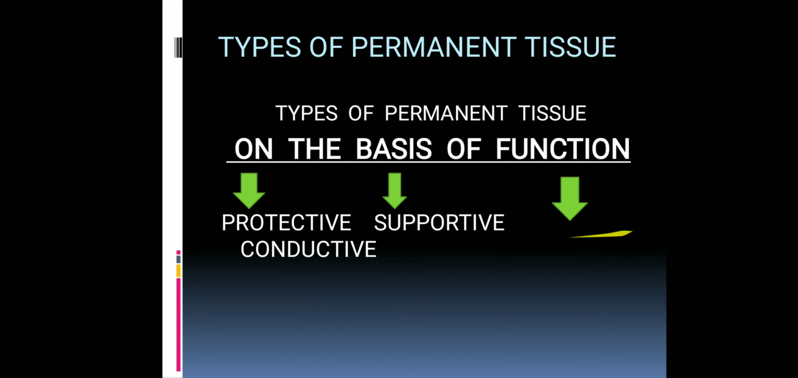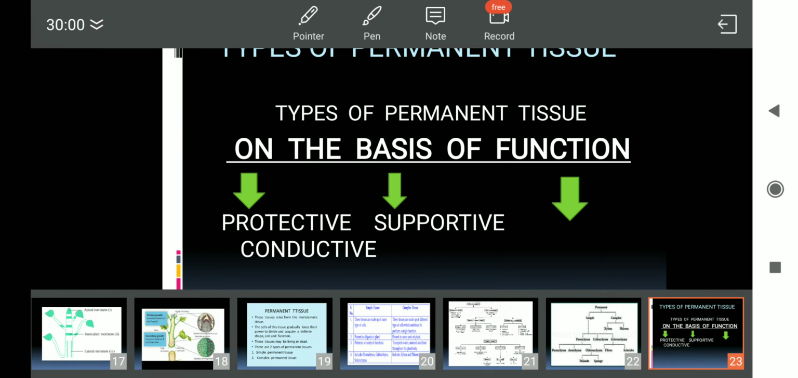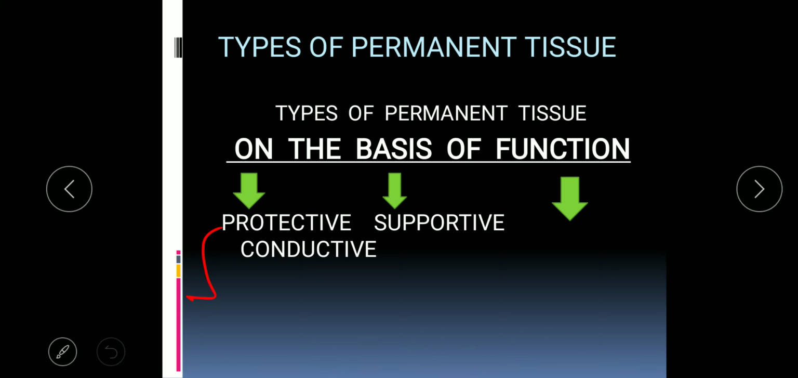Actually this conductive term should be here. So on the basis of function there are three types of permanent tissue, that is protective tissue, supportive tissue and conductive tissue. As the name suggests, protective tissue will perform the process of protection, whereas the supportive tissue will help in the support of the plant, and this conductive tissue will help in the transportation of substances from one part of the plant to another part of the plant.